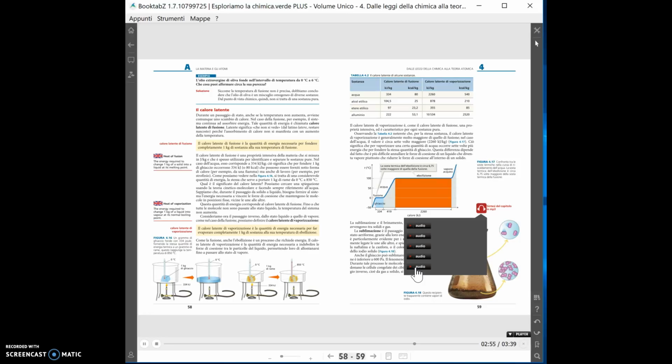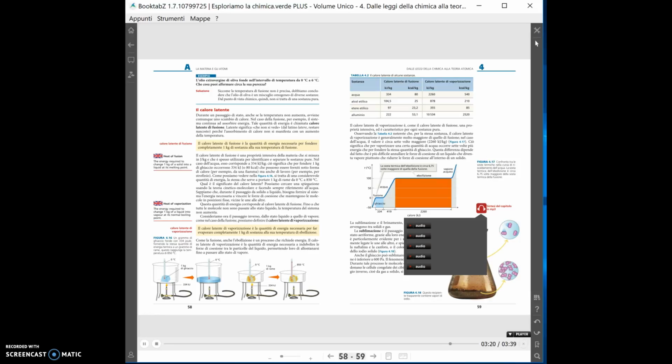F. Latent heat. The latent heat of fusion is the amount of energy required to completely melt 1 gram of a substance at the melting temperature. It is an intensive property that is characteristic of each pure substance. The latent heat of fusion corresponds to the amount of energy needed to weaken the cohesive forces between the particles during the change of state.